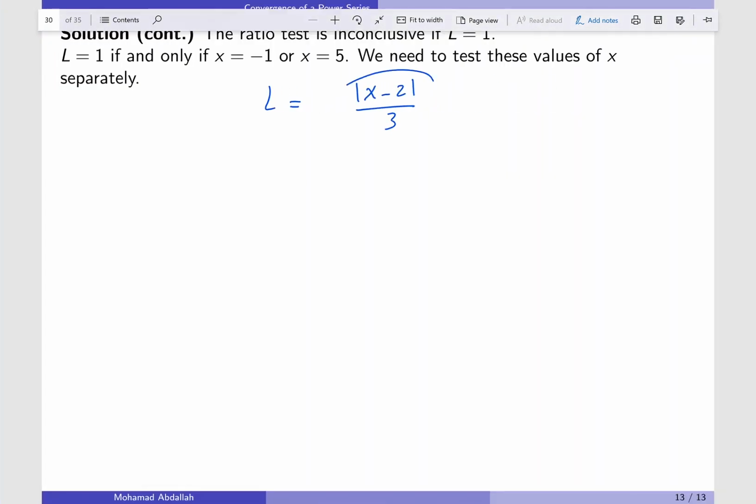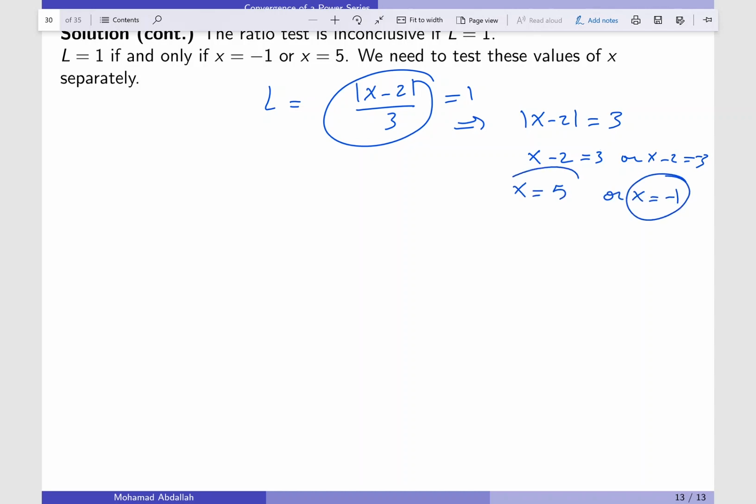Okay, so this is equal to 1 means what? It means the absolute value of x minus 2 is equal to 3. Solve this absolute value equation. So this is this or this. So this means x equal 5 or x equal -1. So L is equal to 1 if and only if I get these two possibilities.